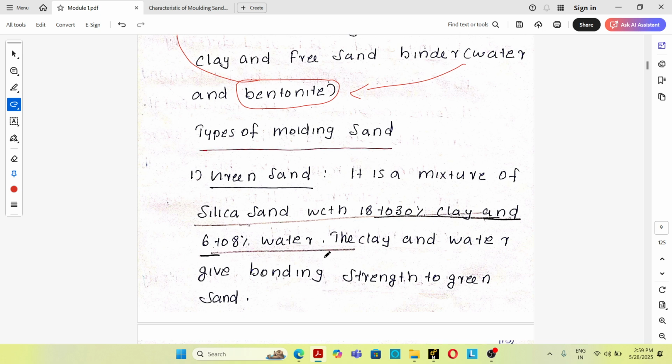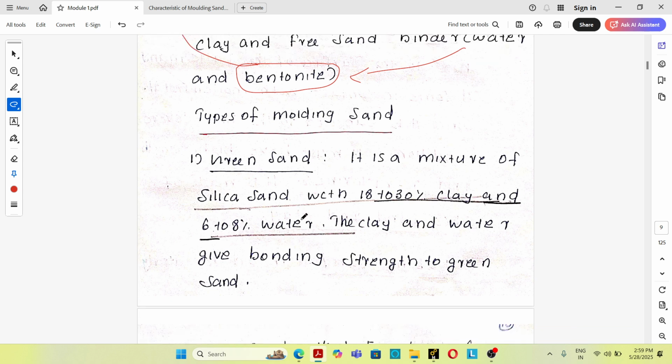So first of all, green sand. Green sand is a mixture of silica sand with 80 to 30% clay and 6 to 8% water. So green sand mainly consists of silica sand, clay and water. Water acts as a binding agent. The clay and water provide the bonding strength to green sand.